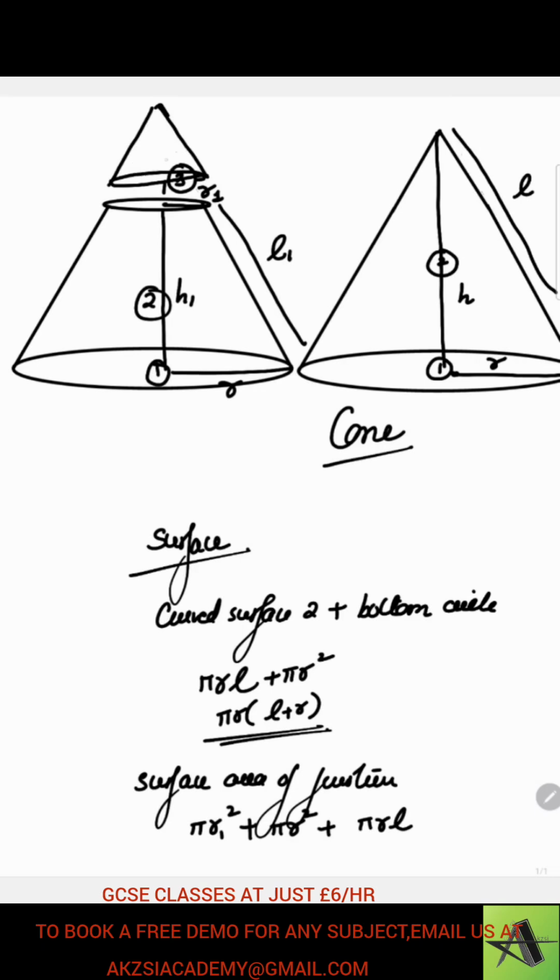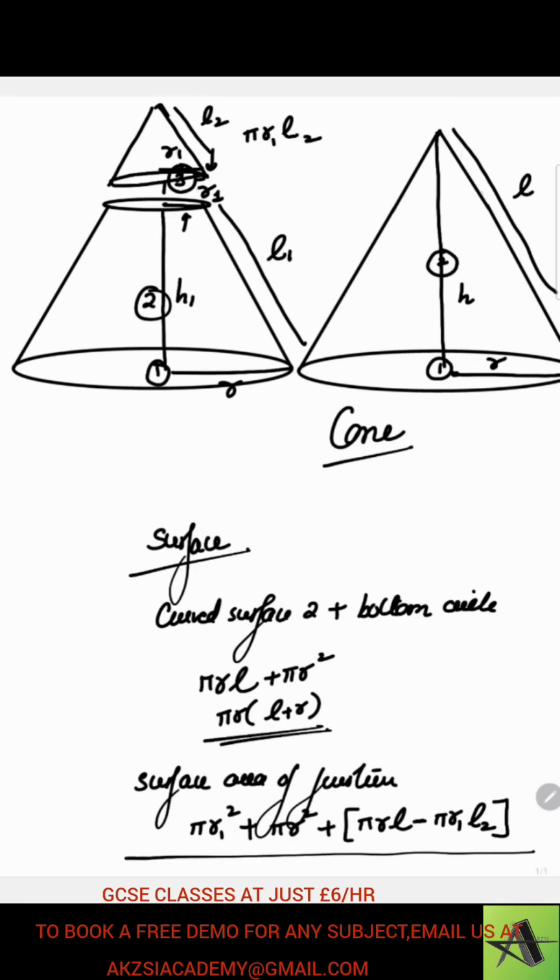So we know its radius is r1, same as this one. They have the same radius. So this would be pi r1. And this part would be, let's say, L2. For this smaller cone, the radius is r1 and the slant height is L2. So this would be pi r l minus pi r1 L2. And this is how you can calculate the total surface area of this frustum.